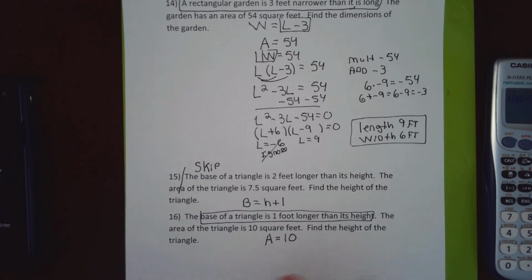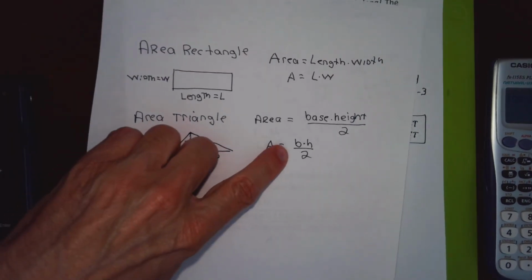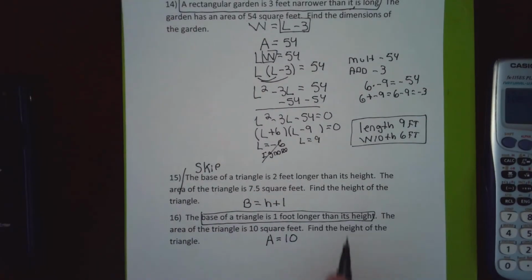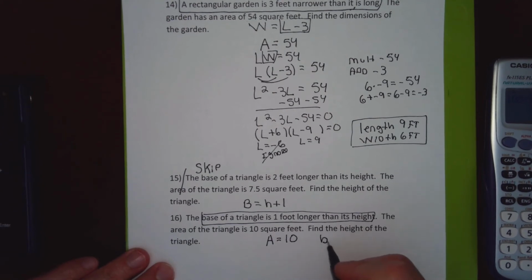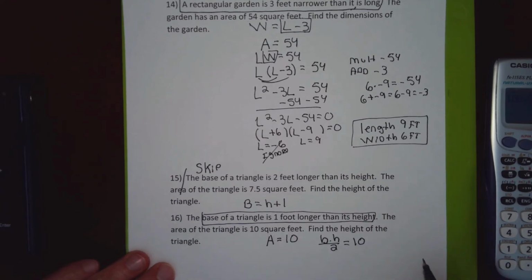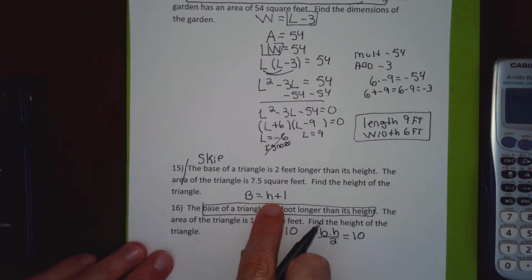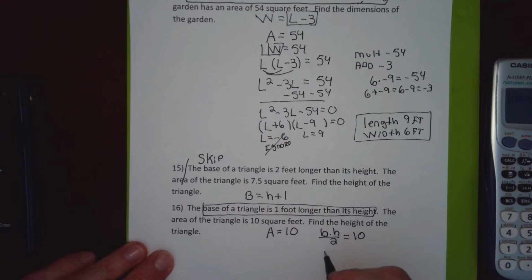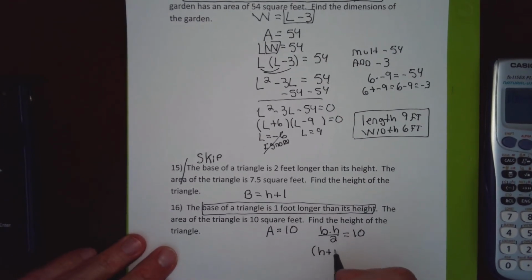And I know the formula for area of the triangle. It's base times height over 2. So I know that base times height over 2 equals 10 square feet. And in place of the base, I'm going to put h plus 1. So now I know that the base, which is the height plus 1, 1 more than the height, times the height over 2 equals 10.